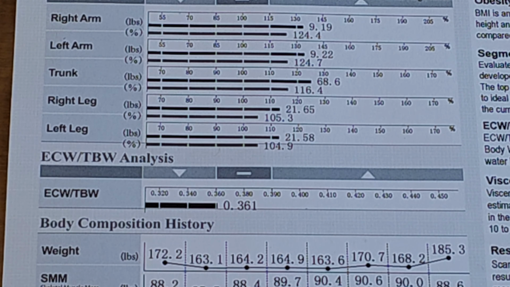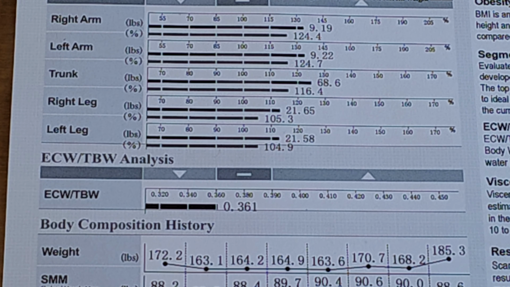Okay, so the next section down is labeled ECW TBW Analysis. Extracellular water is the water that I had mentioned way back at the beginning. This is the water stored outside of cells. This is the "I'm inflamed, I'm puffy, I'm bloated" water. TBW stands for total body water.